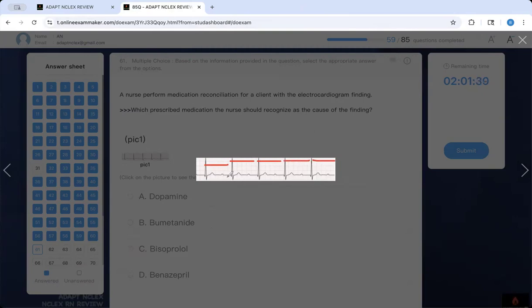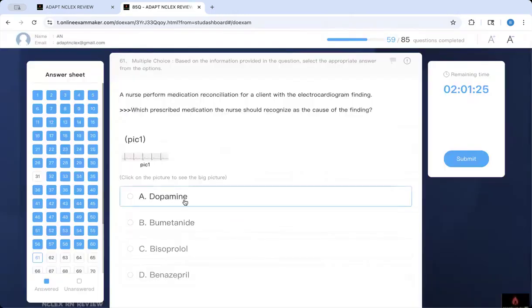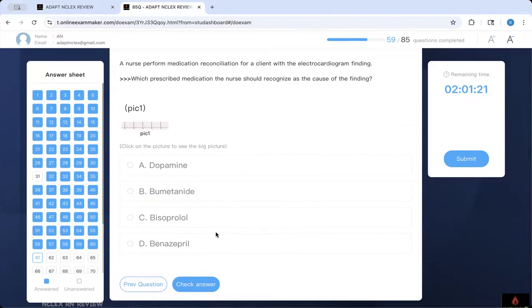And I see this is very prolonged. The PR interval is too long. And this is so slow. So you can see this is bradycardia. But what is causing the bradycardia? Is it dopamine? Does it cause bradycardia? Is it bumetanide? Is that bradycardia? Bisoprolol, is it bradycardia? And benazepril? Is it the one causing the problem? Then you've got to identify what kind of medications those are. Then you can answer the question.